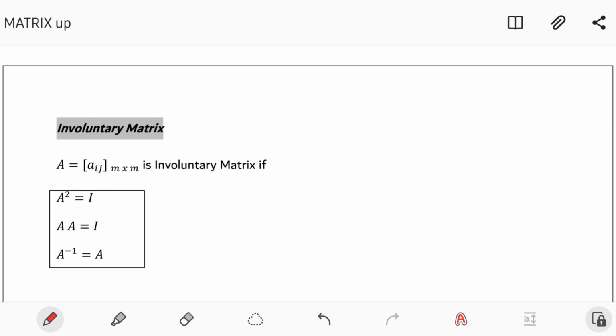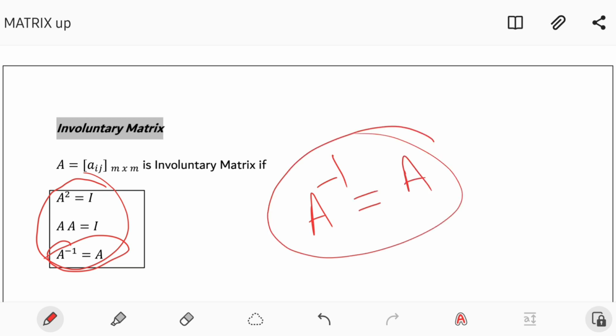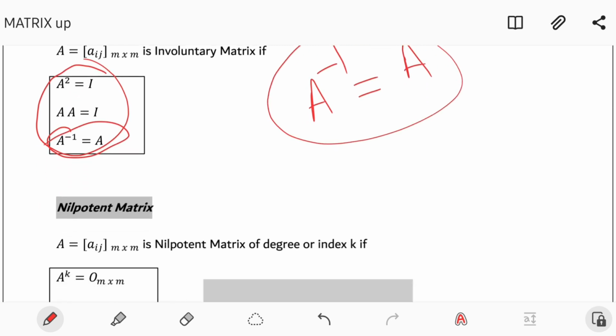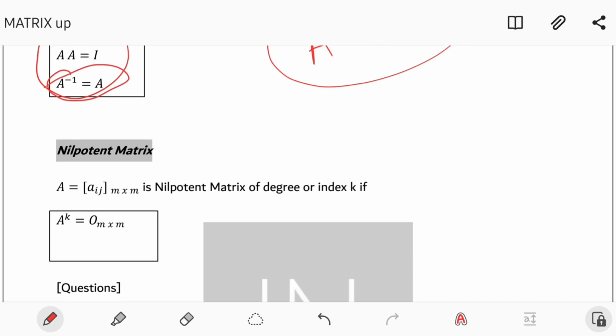The next matrix is the involutory matrix. Here the condition for the involutory matrix is A square equals I, or you can say A into A equals I, and A inverse equals A. When the inverse of a matrix equals the matrix itself, in that case you can say it is an involutory matrix. And the last matrix is the nilpotent matrix.